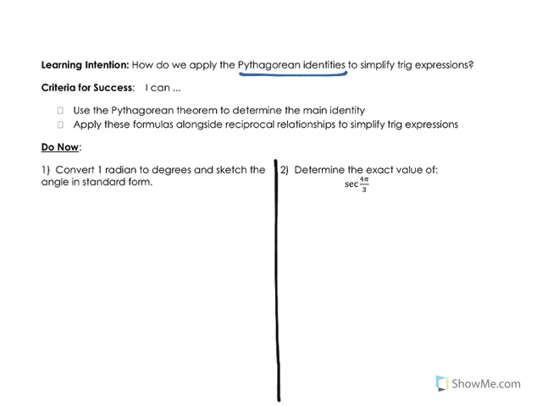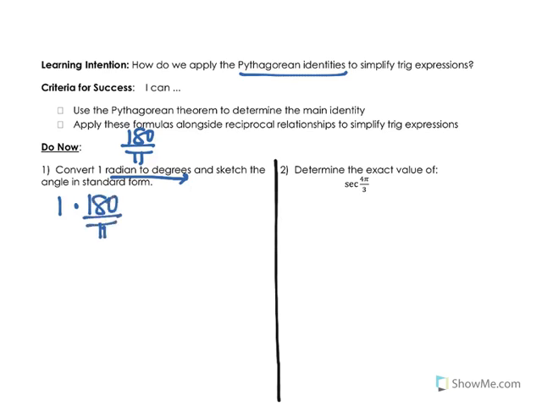Let's take a look at the do now first. That was a little bit of a review of yesterday's lesson. So number 1 says convert 1 radian to degrees and sketch the angle in standard form. Well, when you're going from radian to degrees, you multiply by 180 over pi. And since it's 1 radian, so 1 times 180 over pi.